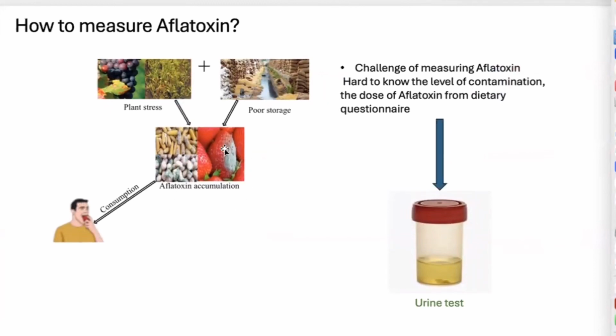You may consume aflatoxin-contaminated food, but you really don't know. And you really don't know the level of contamination, or how much aflatoxin the food contains, from your dietary questionnaire, which is typically used for nutrition health research. This is why we have to use a urine test.